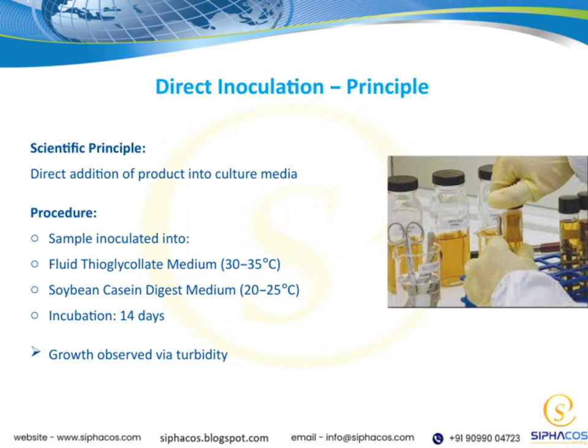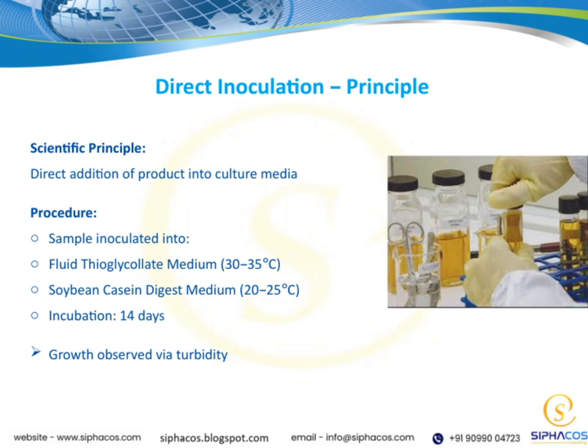First, we have the fluid thioglycolate medium, which is incubated at around 30 to 35 degrees Celsius. This medium is excellent for supporting the growth of anaerobic and aerobic bacteria. Second, there's the soybean casein digest medium, which is incubated at a slightly lower temperature, between 20 and 25 degrees Celsius, to support different types of microorganisms. The incubation period typically lasts about 14 days.